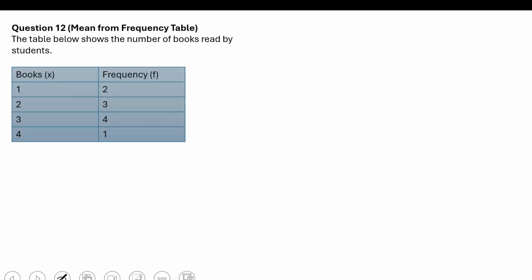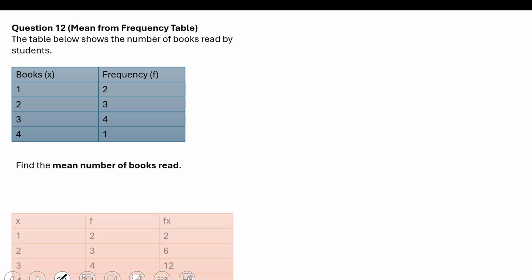So the next question is mean from frequency table. The table below shows the number of books read by students. So this is a table again, and you have books and the frequency. What this one is saying is that 1 book is read by 2 students, 2 books is read by 3 students, 3 books is read by 4 students, and 4 books is read by 1 student. So find the mean number of books read.